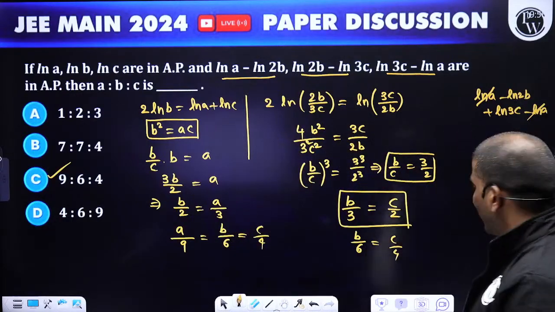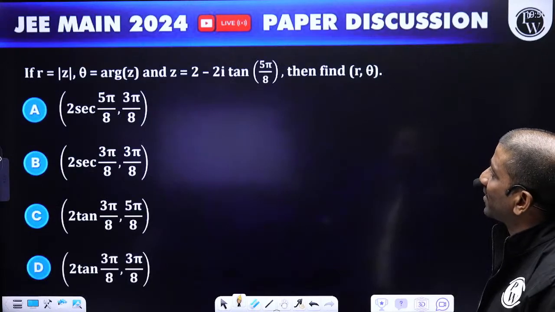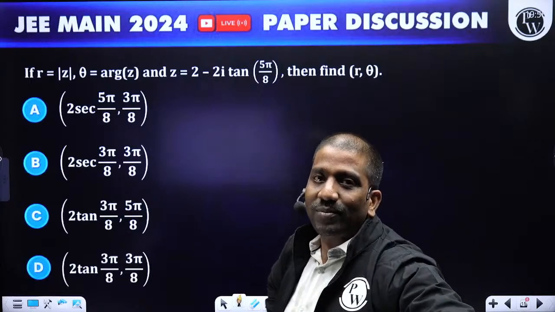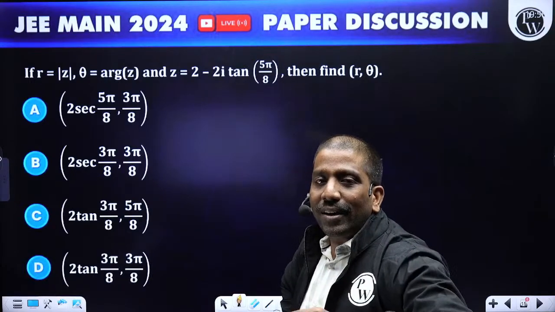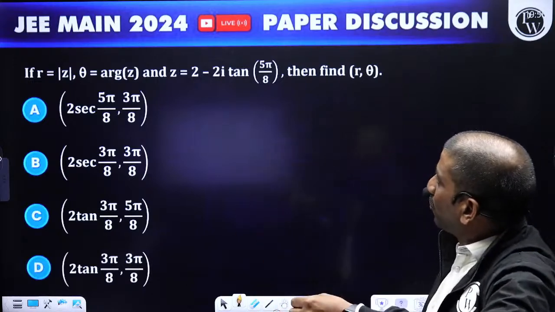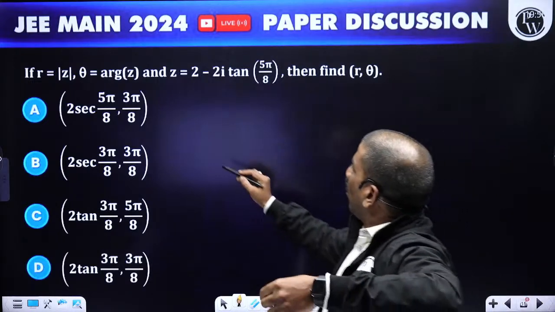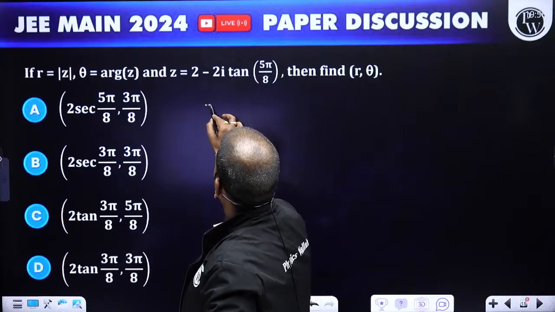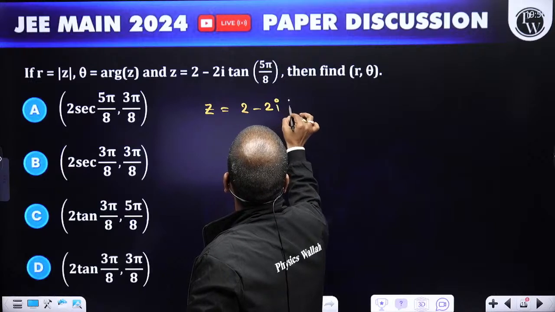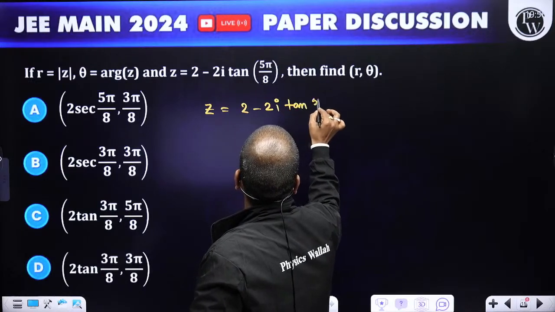Right. Fine. Next one. Next question. Again, this is a polar form. Just now we discussed a quadratic expression question. Now we got a question from polar form. What is it? Z is equal to 2 minus 2i tan 5 pi by 8.